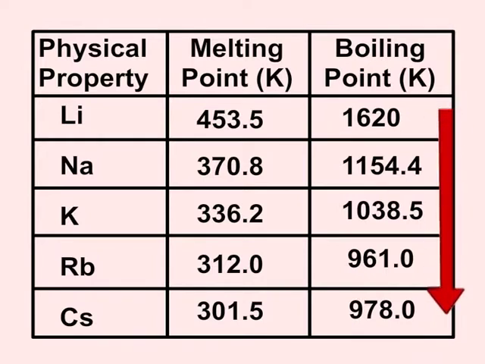We find here that melting points of alkali metals decrease from lithium to cesium. Here we see that the melting point and the boiling point of alkali metals are low and decrease with increase in atomic number because alkali metals have large size and weak intermetallic bonds.